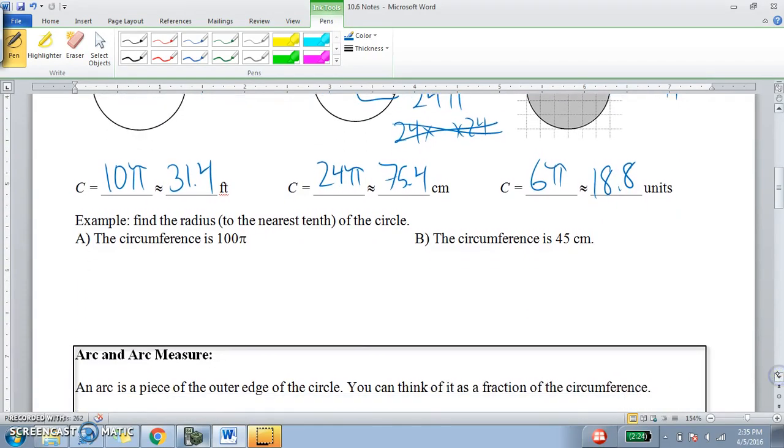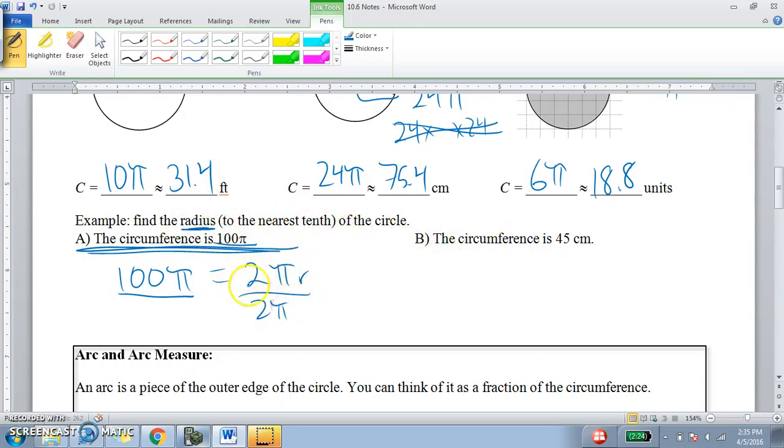Okay, find the radius to the nearest tenth. So now if it tells me the circumference is 100 pi, well, I know that the formula for circumference is 2 pi r. So if it tells me the circumference is 100 pi, I can set 100 pi equal to 2 pi r. Then I want to solve for the radius. So I just get rid of the 2 pi, divide by it, since all this stuff is being multiplied. So I divide by 2 pi. Pi is going to cancel out. 100 divided by 2 means the radius is going to equal 50.